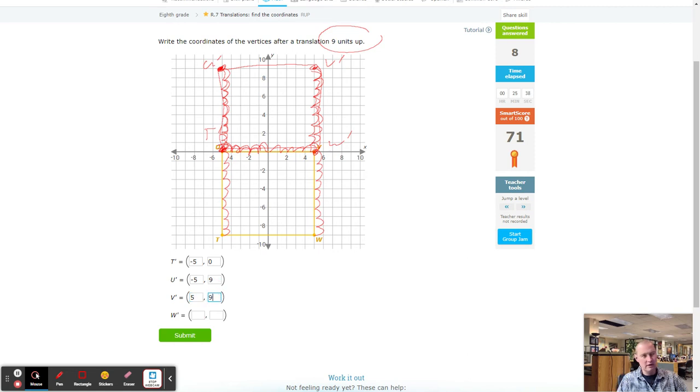And up 9. And our last one, W, we're going to count to the right 1, 2, 3, 4, and 5. And we're going to stop there. So to the right 5, but don't go up or down because W prime is already sitting on the x-axis. And there we go.